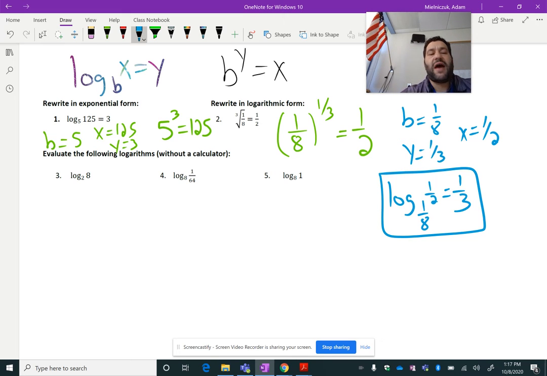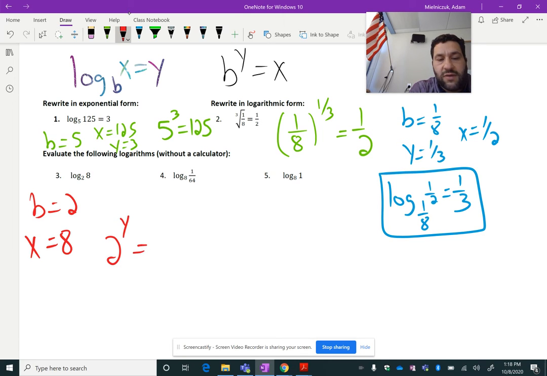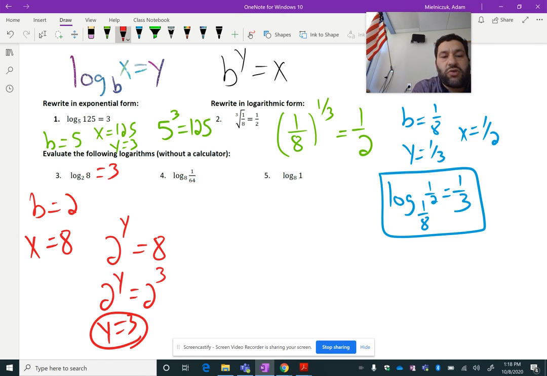Now for 3 through 5, it says evaluate the following logarithms without a calculator. And this is where I think it's important to remember that y is the exponent that we use on b to get x. So let's think about what we have for this one. We have log base 2 of 8. So we know b is equal to 2. We know x is equal to 8. So we're saying to ourselves, 2 to what power gives us 8? Well, we know that 8 can be rewritten as 2 cubed, so we know that y is equal to 3. So the log base 2 of 8 will equal 3.